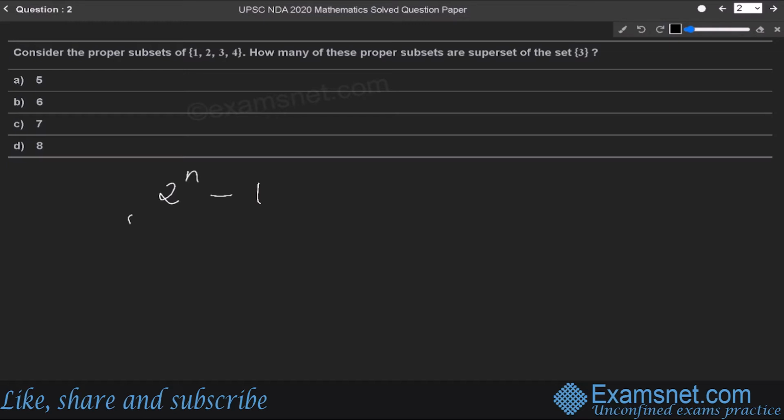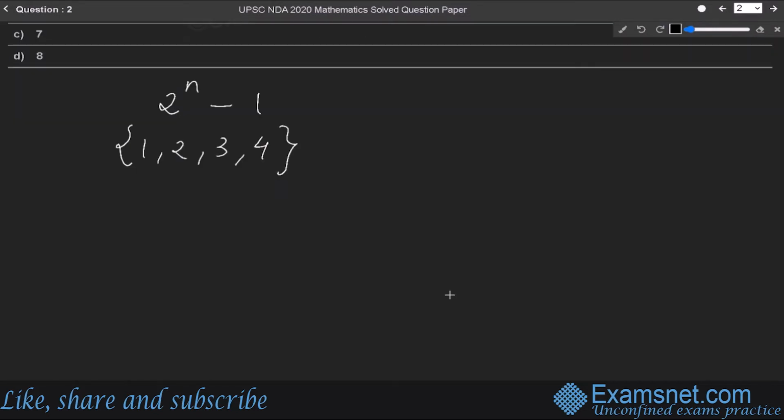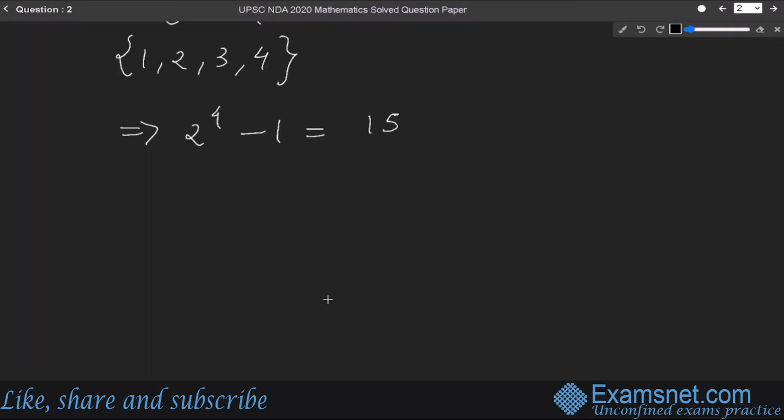So the given set here is {1, 2, 3, 4}. Can you tell me what is the value of n? Yes, n is 4. So the number of proper subsets for this will be 2 to the power 4 minus 1, which is 15. Now let us see the proper subsets.